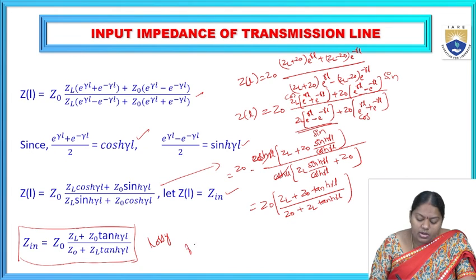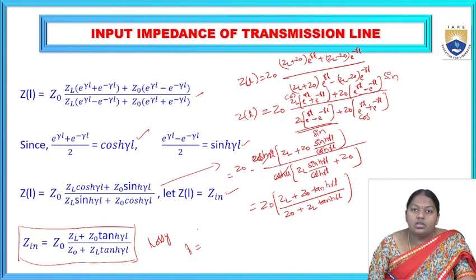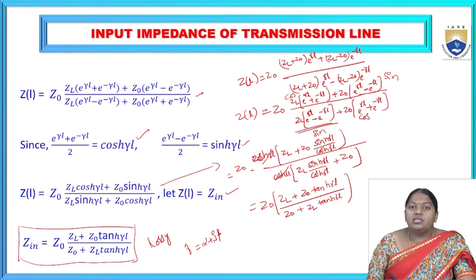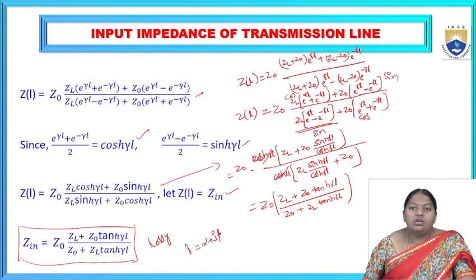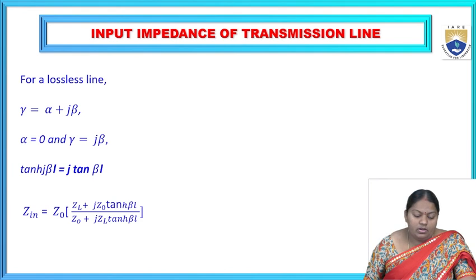Why? Because gamma exists means alpha also exists, as gamma equals alpha plus j beta. Where alpha exists, attenuation must be there. Attenuation means loss must be there. Hence it is said to be the lossy transmission line input impedance equation. To get lossless, we must equate alpha equal to 0.